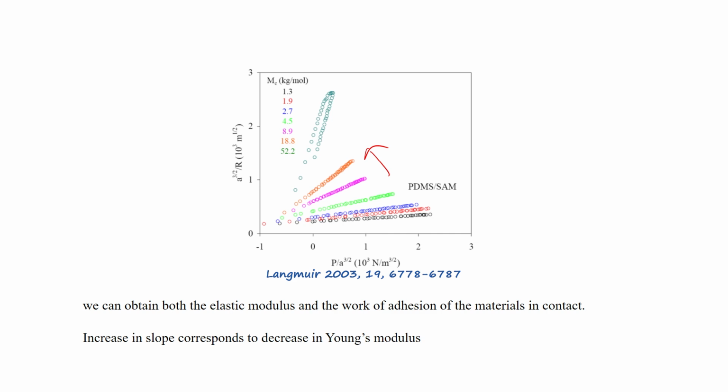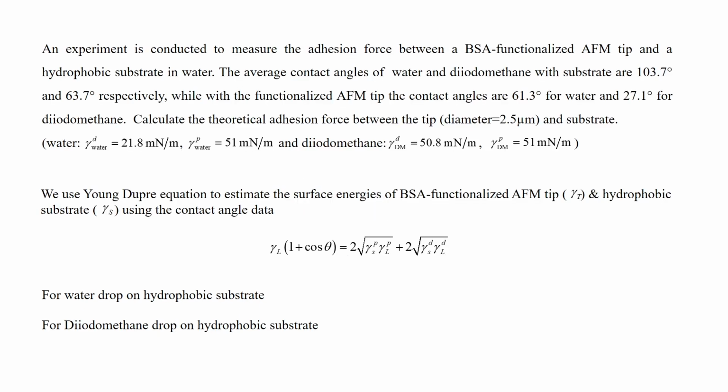Those are the various aspects of this JKR contact mechanics, but there is something more, and I will come to that in a minute. Let us first discuss a small problem, and then we will discuss what is known as hysteresis. I will touch upon that point a little today. Let us say that an experiment is conducted to measure the adhesion force between a BSA functionalized bovine serum albumin. That is a protein molecule.